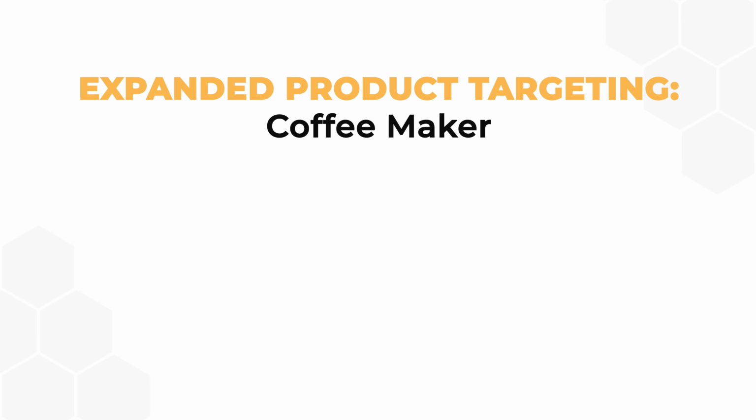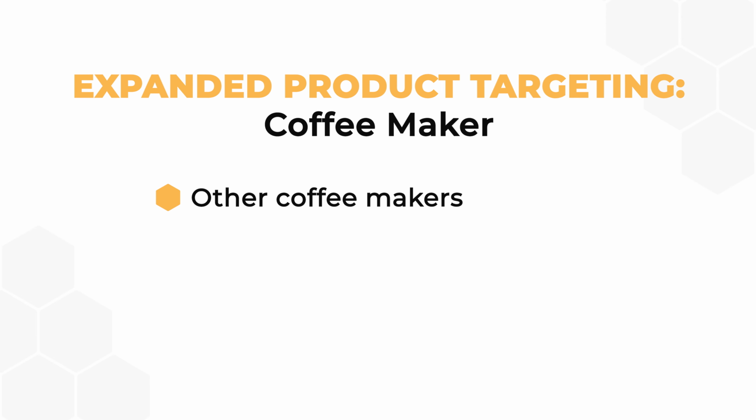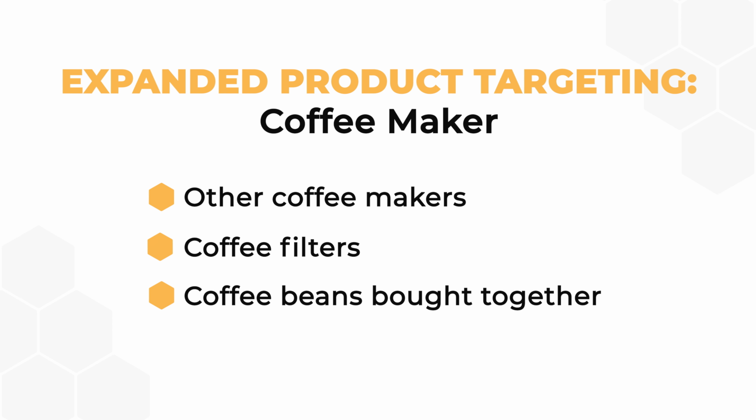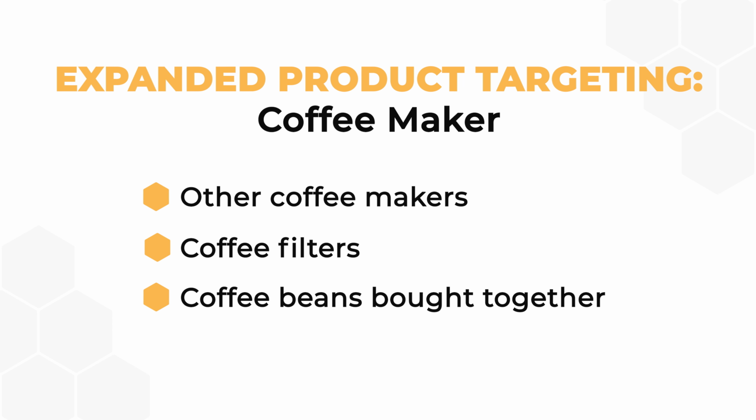You target one coffee maker on expanded, and Amazon can also place you under other coffee makers, on coffee filters, and on the beans people buy with that coffee maker. You reach related products with one click without handpicking every ASIN.